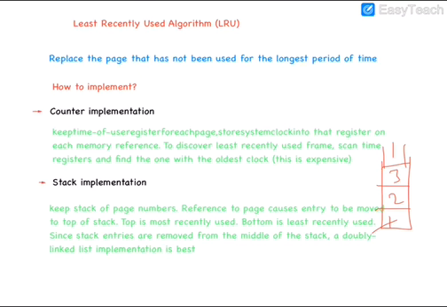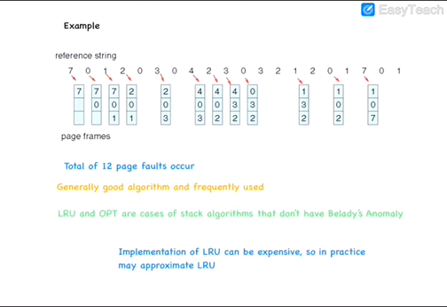Now let us see an example which uses stack implementation. You can see there is a memory reference string, or page reference string, given, and 3 page frames are given. We have to perform least recently used page replacement. Whenever there is a reference for page 7, 7 is not in memory, so a page fault has occurred and 7 is entered into the page frame. Next, reference for 0, page fault occurred. Reference for 1, page fault occurred.